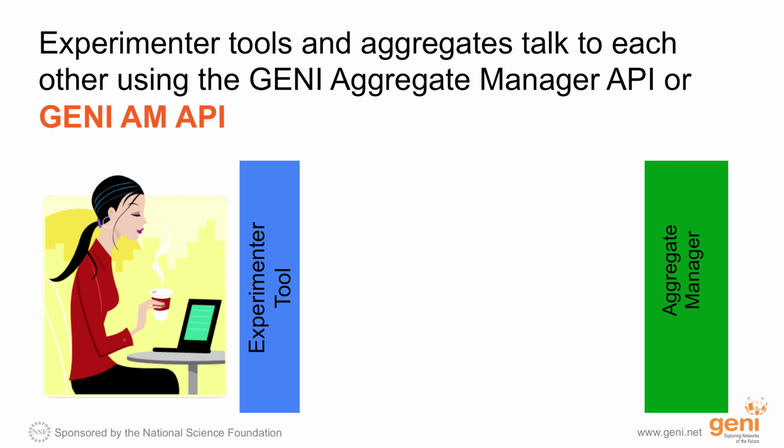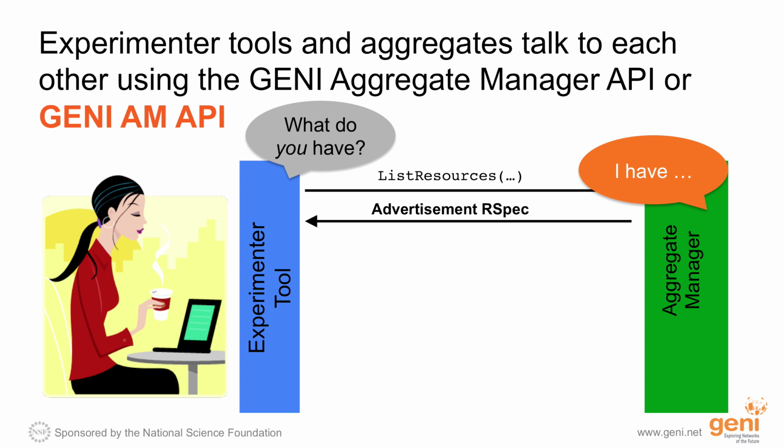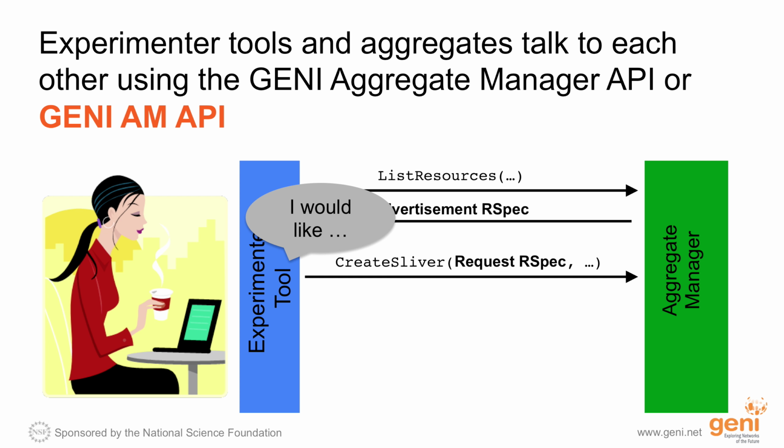Experimenters' tools and the aggregates pass these RSpecs back and forth to each other using the Aggregate Manager API, or AM API. For example, the experimenter's tool will ask the aggregate what resources are available using the list resources command. The aggregate will return an advertisement RSpec specifying what resources are available. The experimenter will then select the desired resources, and their tool will describe those resources using a request RSpec, which is passed to the aggregate using a create sliver call.